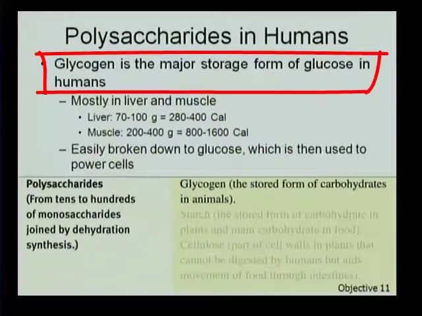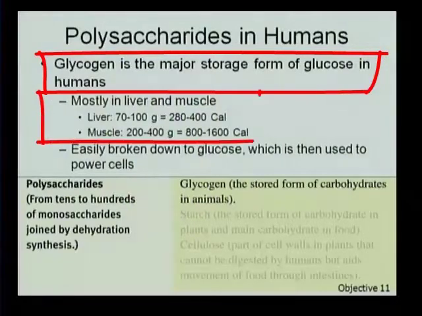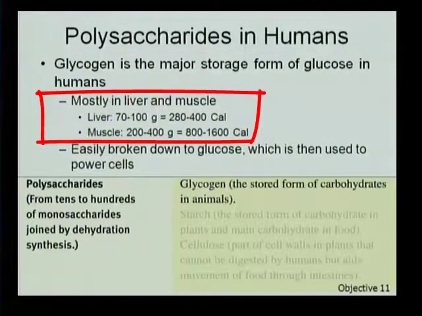Glycogen is the major storage form of glucose in humans, as I said, mostly in liver and muscle. The liver is able to store 70 to 100 grams of glycogen. That 70 to 100 grams can be converted to about 280 to 400 food calories, or kilocalories, of food energy. It takes about 100 calories to either walk or run a mile. For that same 100 calories, you can bicycle about 4 miles. So bicycling is about 4 times more efficient in terms of moving you around as walking or running.